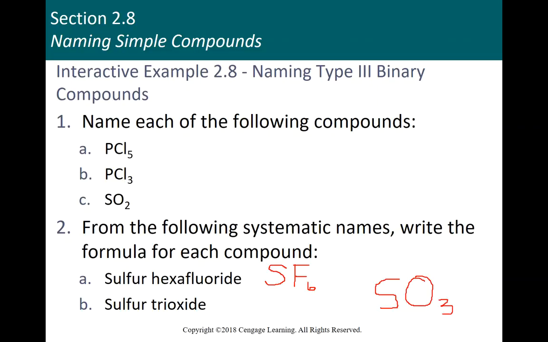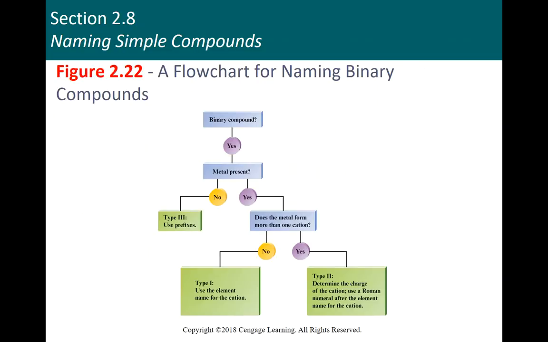So type 3 binary compounds are pretty easy to name. A couple more flowcharts. Is it a binary compound? Yes. Is there a metal present? No would mean it's a type 3, and you're going to use the prefixes. Yes, we have to then answer the question, does it form more than one cation? No takes you to the first type of binary ionic compound we learned about, and yes takes you to the one type of compound where you use the Roman numerals.